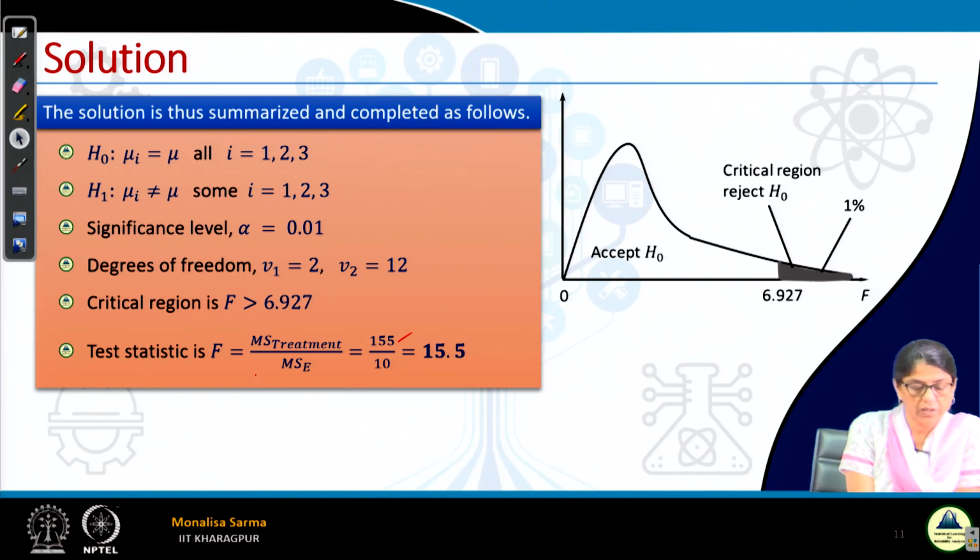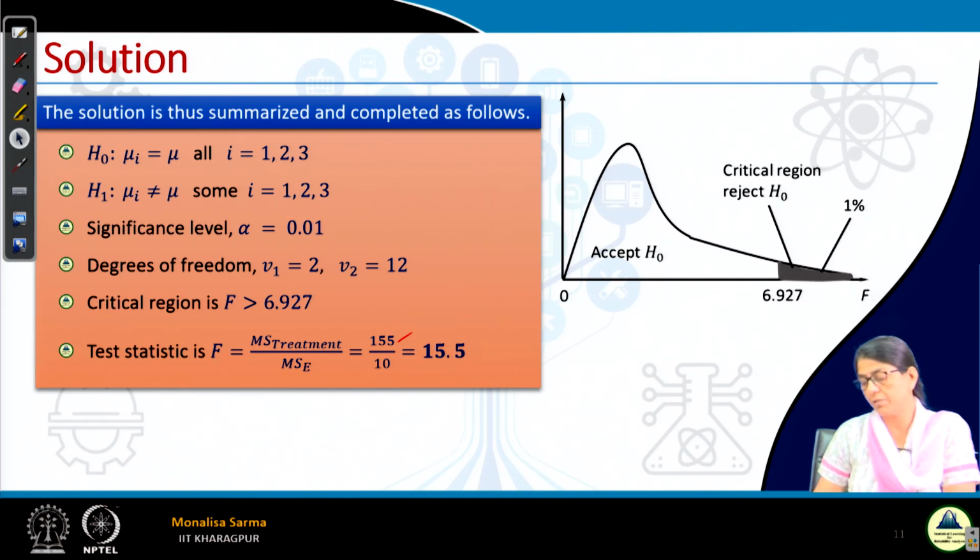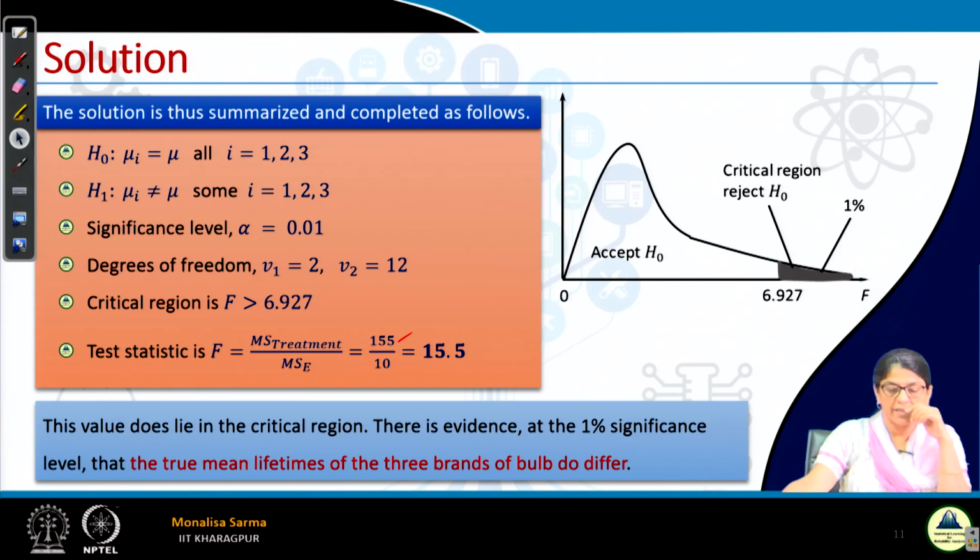So, what did we get? Our F statistic value is 15.5. So, it falls in the rejection region, right. That means we reject the null hypothesis. Once we reject the null hypothesis, definitely we accept the alternate hypothesis. So, the population means of the 3 brands are different. There is evidence at the 1% significance level that the true mean lifetimes of the 3 brands of bulb do differ. Fine. So, this is Anova.